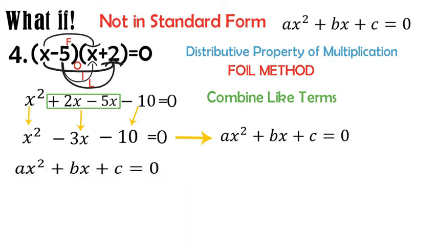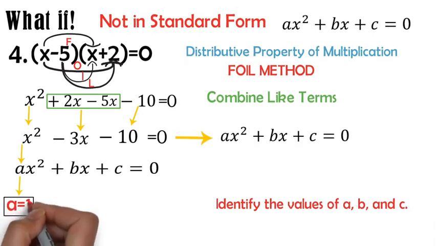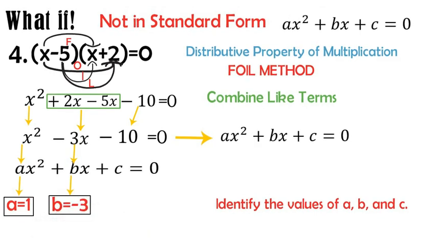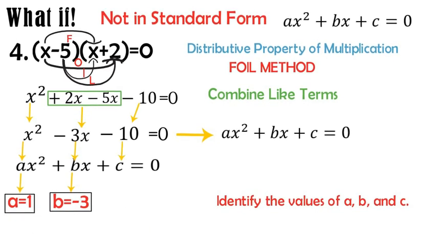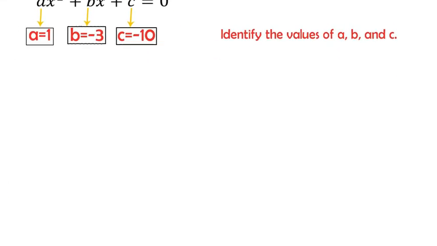So, we can now identify the values of A, B, and C. What is the value of A here? The value of A is equal to 1. Very good. And the value of B is equal to negative 3. Then the value of C is equal to negative 10. Very good. It's all about what if not written in standard form.